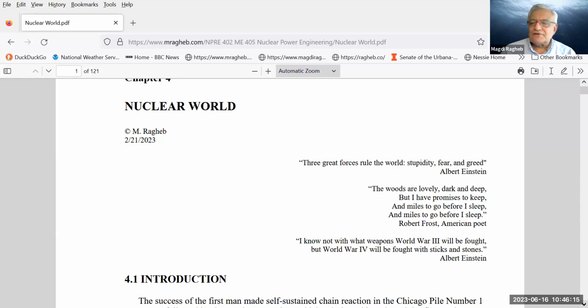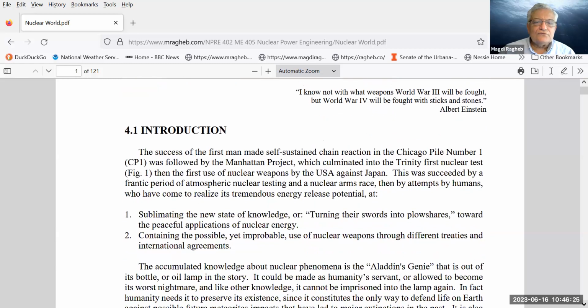one of those filters that can end our technological civilization in general. So the first success of the first man-made self-sustained chain reaction in Chicago Pile Number 1, followed by the Manhattan Project, which culminated in, of course, the bombing of Hiroshima and Nagasaki, was addressed by smart people, and the consensus has been that humanity has to emphasize two new directions.